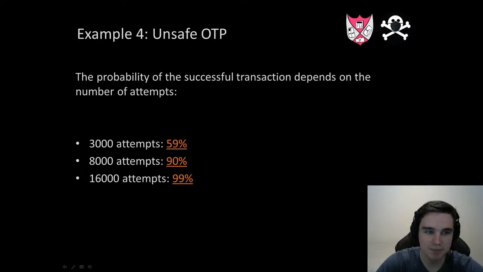Let's watch the results. So the probability of a successful transaction depends on the number of attempts. In our guessing exploitation, after 3,000 attempts, it will be about 60% probability. But if we can try 16,000 attempts, it will be 99%. So it is a really good result, I think.